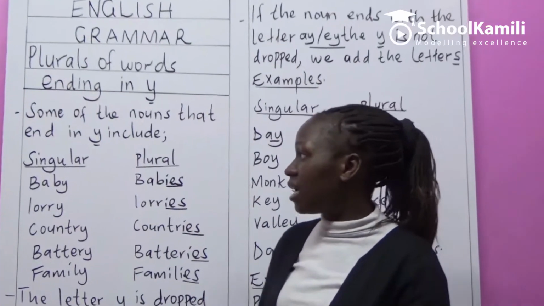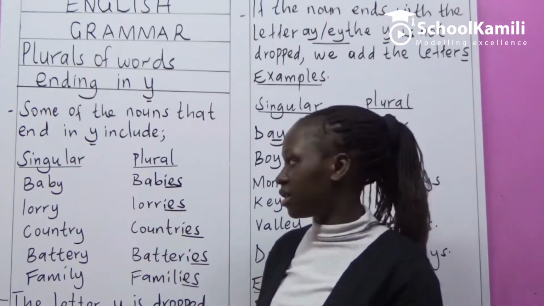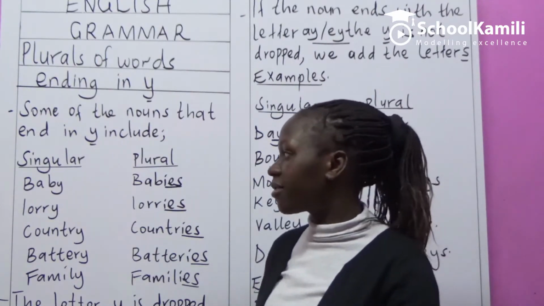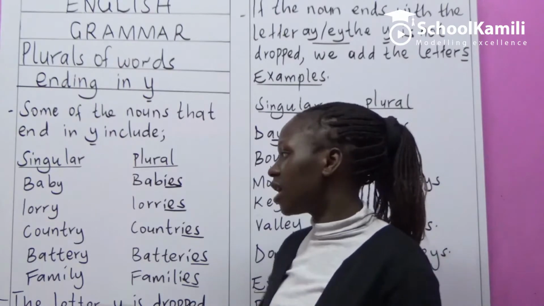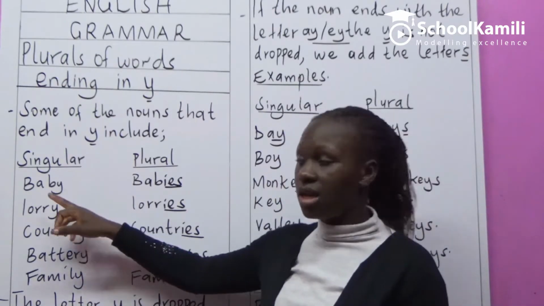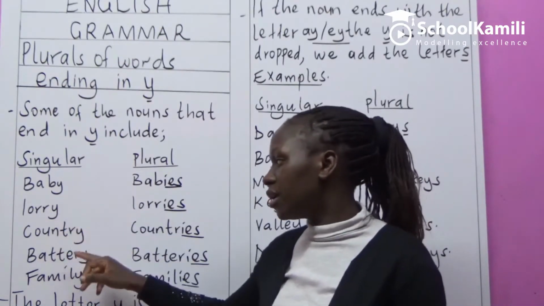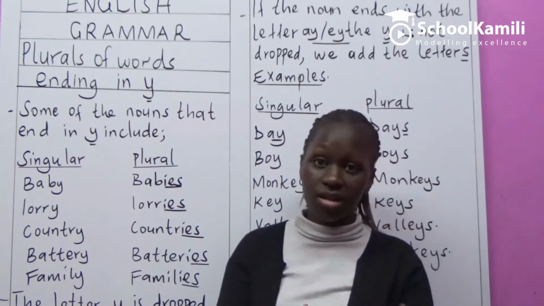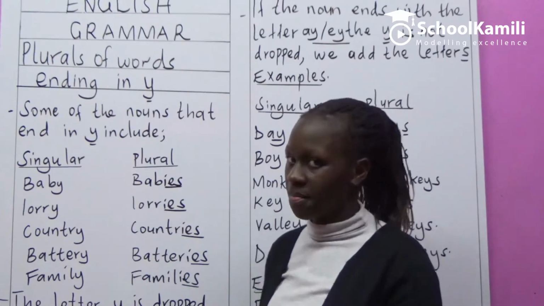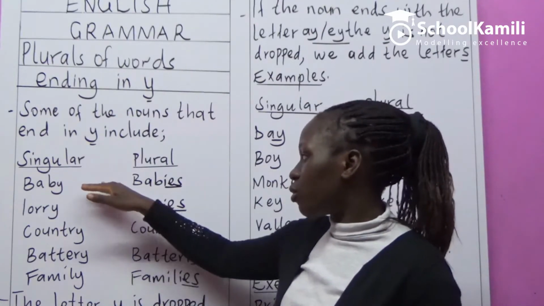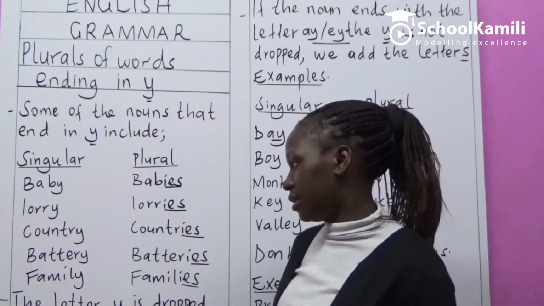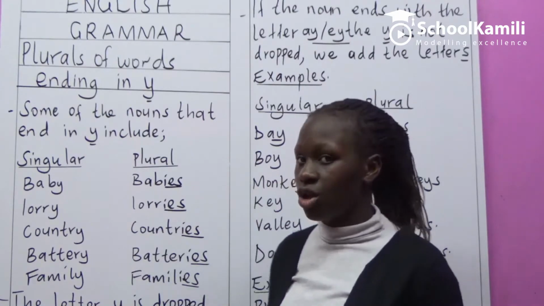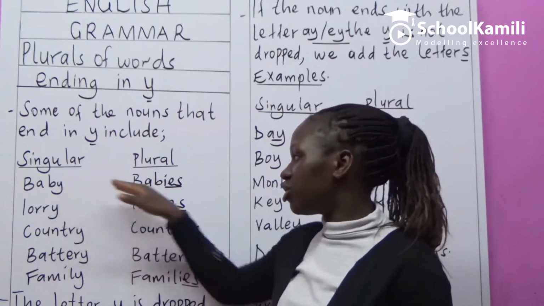Some of the nouns that end in Y, I've given examples, of course, examples in singular and examples in plural. And the very first one, we have a baby. As you can see, this is a noun that is ending with letter Y. Lorry, country, battery, family, and there are many others that you can give example like story, all that. So when you change it to plural, what happens? Of course, we give the plural first, then we now get to see the secret to this. So baby changes to babies.